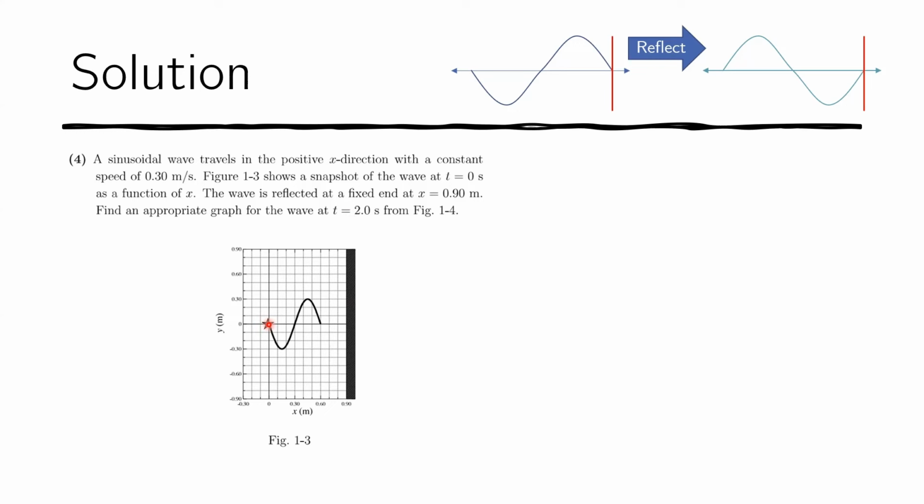So because it moves at 0.30 meters per second, after 2 seconds, it would have moved by this amount, 0.3, which is the speed, times 2 seconds. And now that's 0.6 of a meter. And so after 2 seconds, the star would have been translated 0.6 of a meter. So from here to here. And in fact, the whole wave would have been translated. So it moves from here, and then now it becomes like this after 2 seconds.